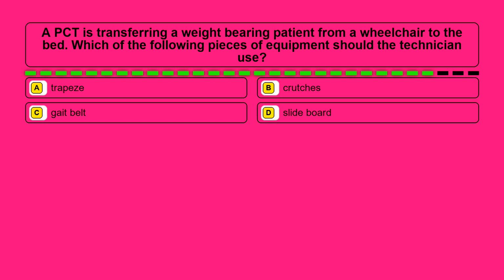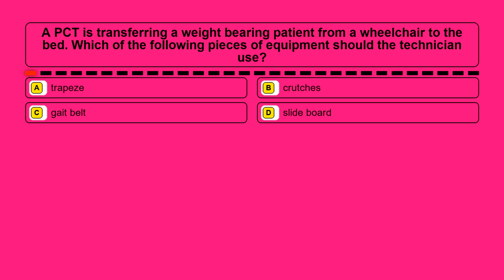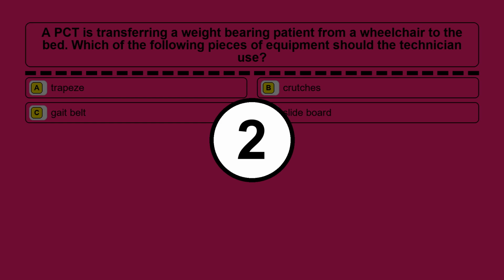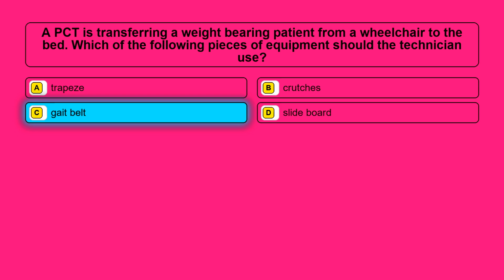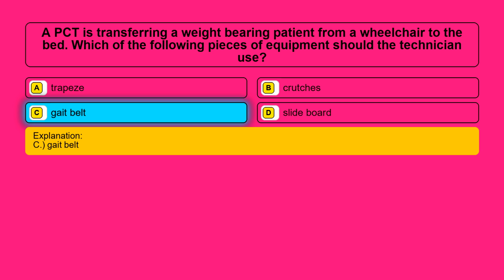Question 18. A PCT is transferring a weight-bearing patient from a wheelchair to the bed. Which of the following pieces of equipment should the technician use? Option A. Trapeze. Option B. Crutches. Option C. Gait belt. Option D. Slide board. The correct answer is option C. Gait belt.